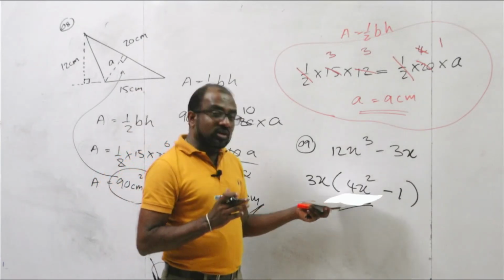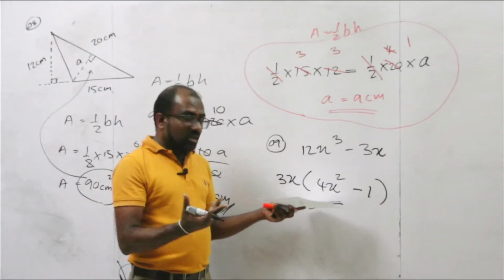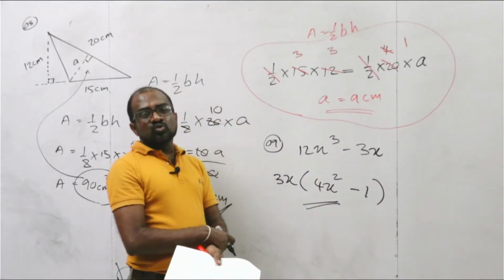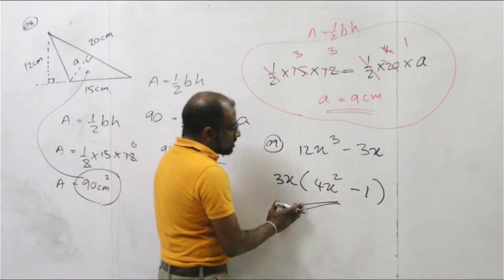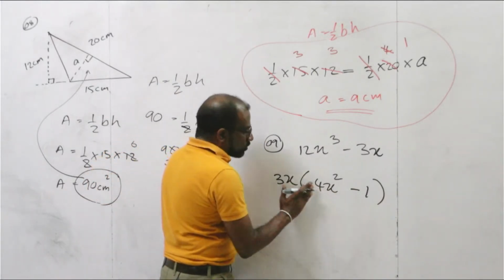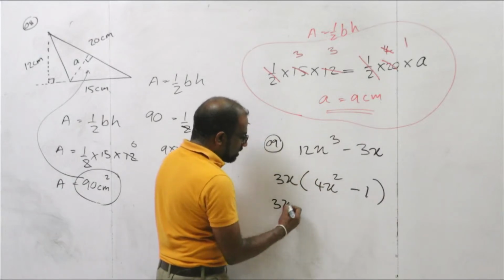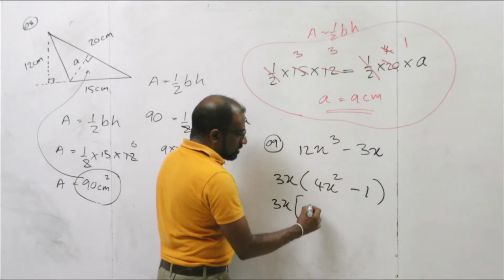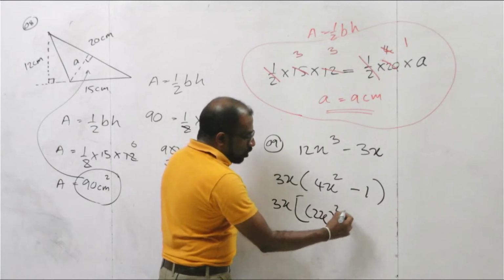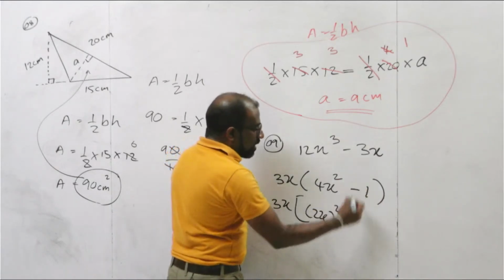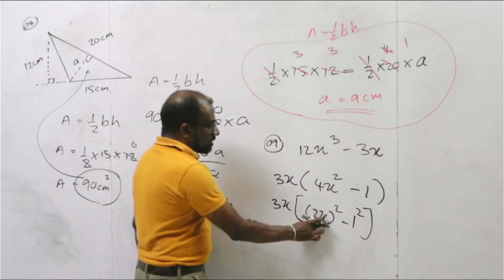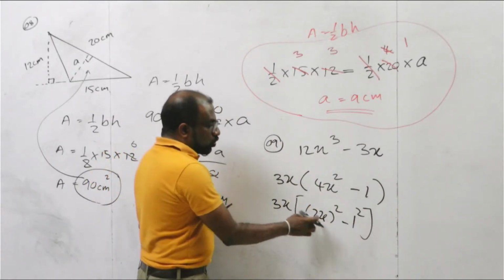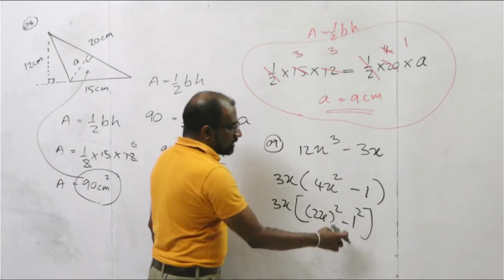When we see this, to understand that it is a difference of two squares, we should know the difference of two squares theorem. 4x squared minus 1: 4x squared is what? It is 2x whole squared, minus 1, which is 1 squared.